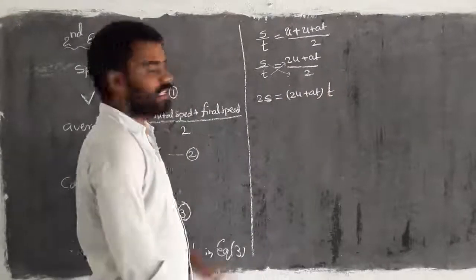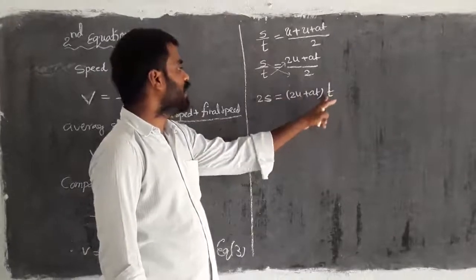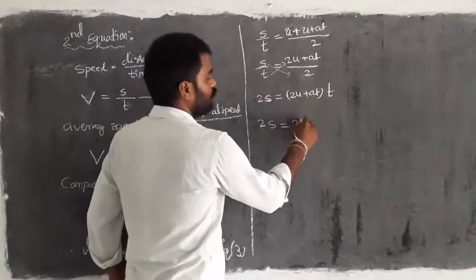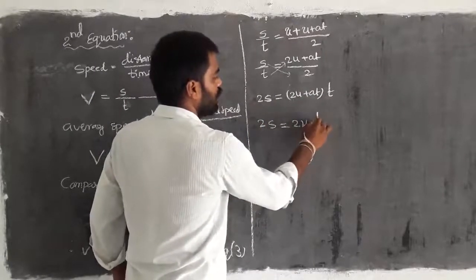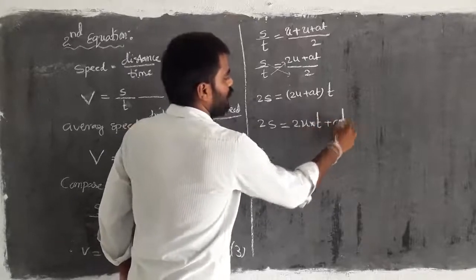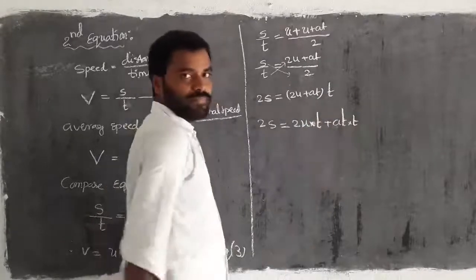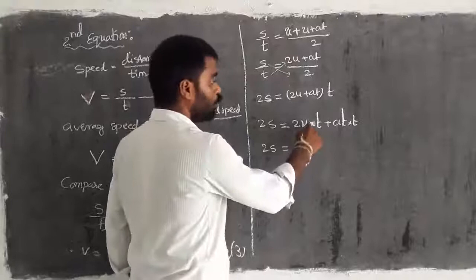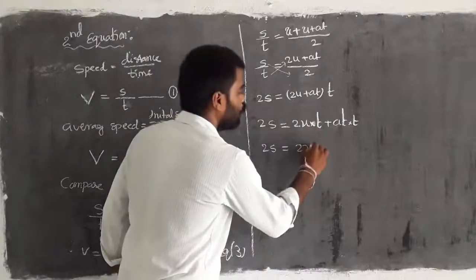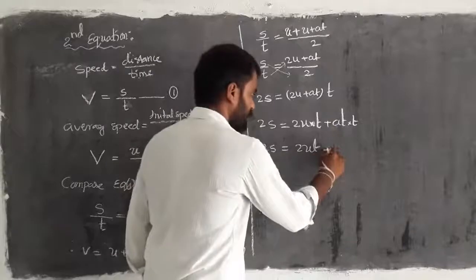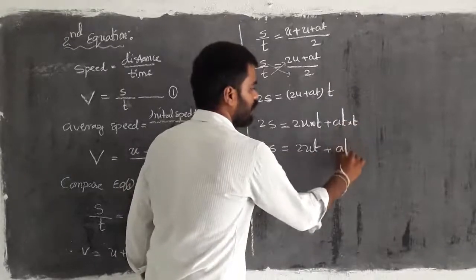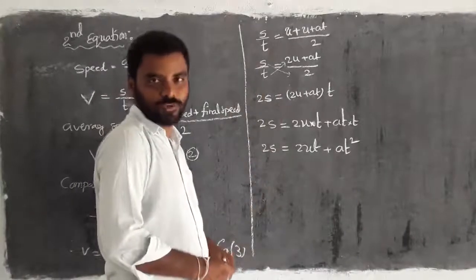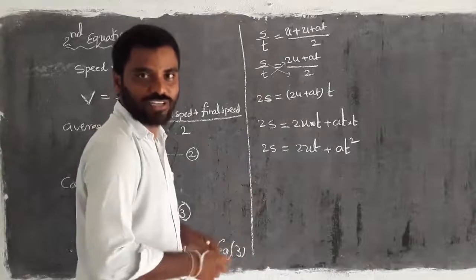into t. Then here you have to multiply t with this total term. Then 2s is equal to 2u into t and at into t. Then again 2s is equal to 2ut plus at into t. Simply t into t we call t square, as we have learned in the power and exponents chapter in 8th class.